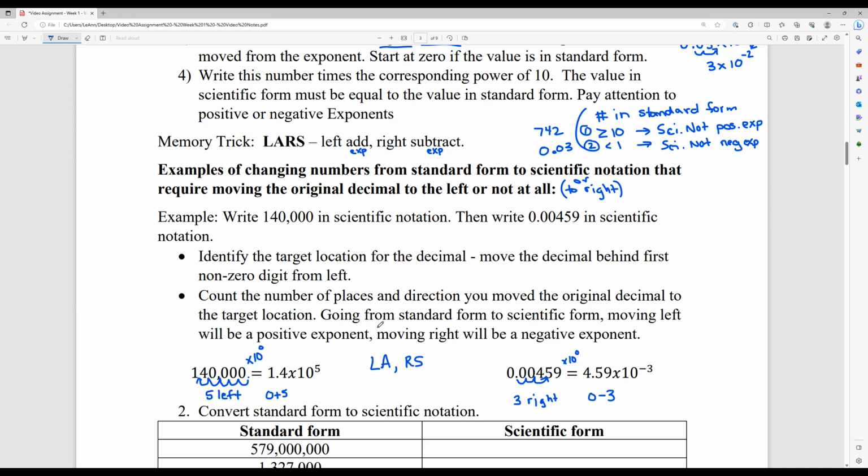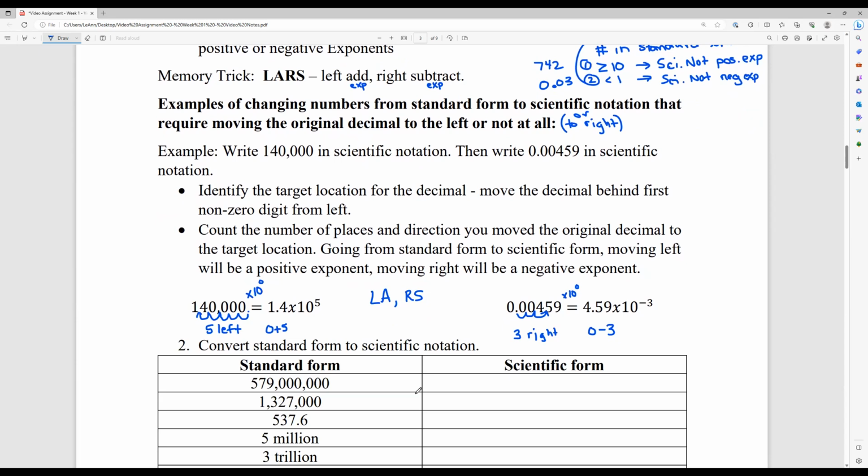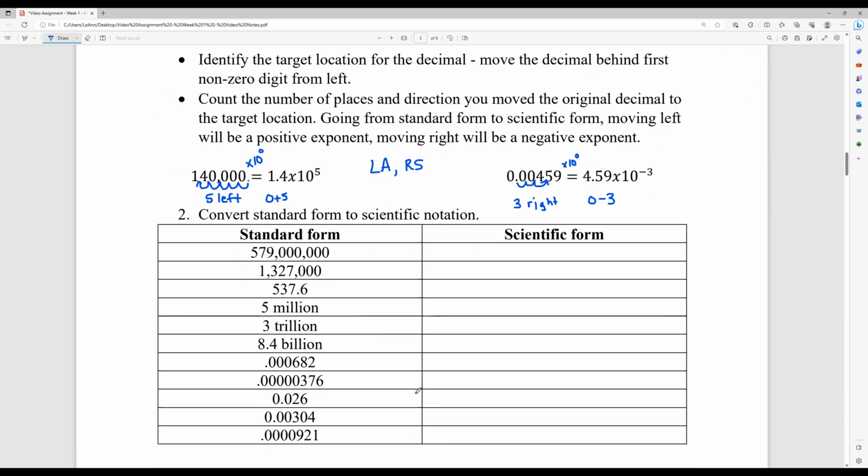Okay. Now, another way I could have done that was I could have just counted how many places I moved it and remembered numbers greater than or equal to 10 in their original format are going to have a positive exponent, and numbers that are in standard form and less than 1 are going to have a negative exponent when they're in scientific notation. So a couple different ways you can think of that. So we're going to practice going from standard form to scientific form for the following numbers, and they're all in standard form over here in this left column.